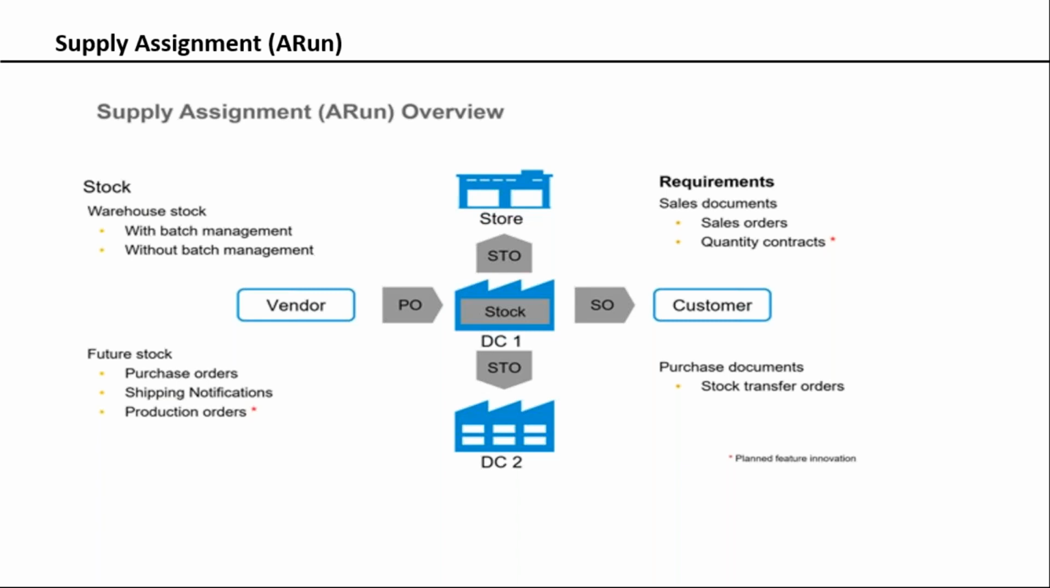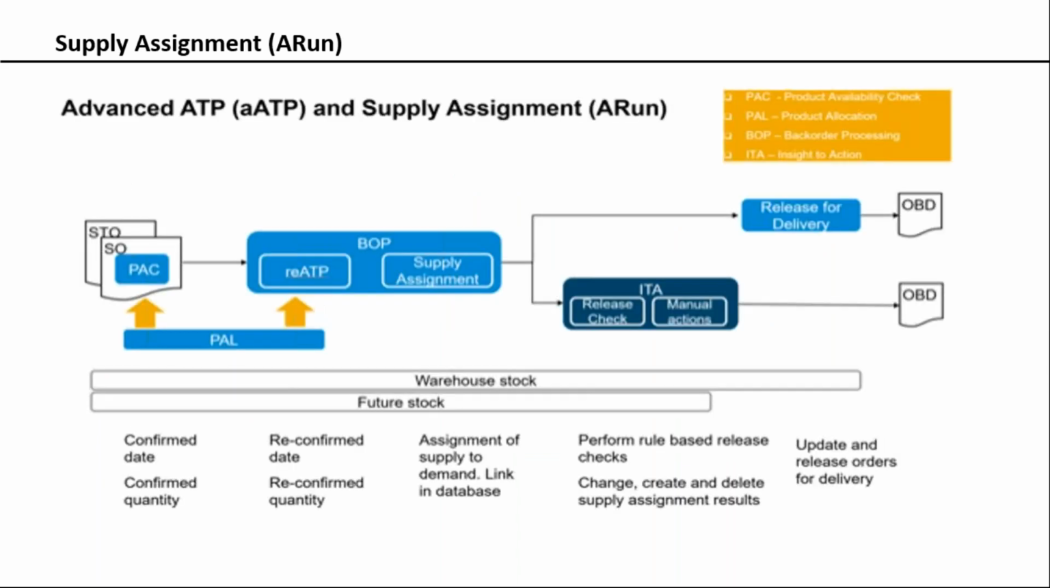Whenever I say supply or demand, demand means STO or sales orders. Supply means PO, PR, planned orders or production orders. So this is the screen where you can see advanced ATP and supply assignment can work together. In the BOP Fiori app, SAP delivered an option whether supply assignment is required or not. If it is enabled, then whenever you create any sales order, if there are any available supply elements, both elements will be linked.